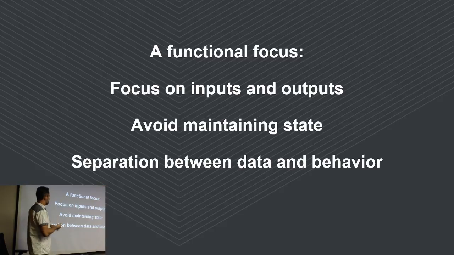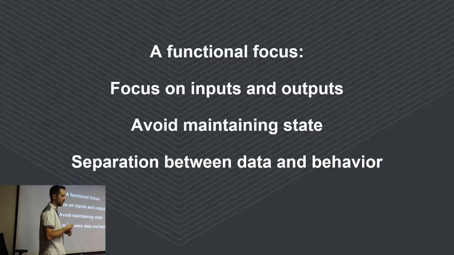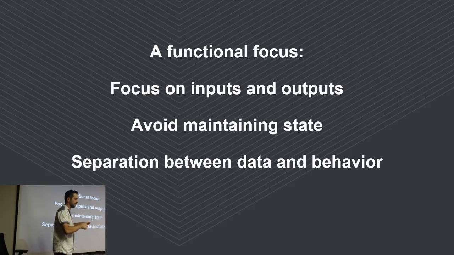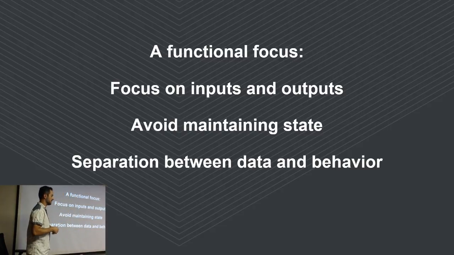So again, we're going to focus on inputs and outputs. We want to write functions that have a single, ideally a single input and a single output. We want to avoid maintaining the state of our application. We don't want a function of foo that does God knows what because it's behind the scenes just changing values in our app. And then we want to also focus on separating our data from our behavior in our applications. So we don't want to create functions that store data, manipulate that data within it, and things like that.